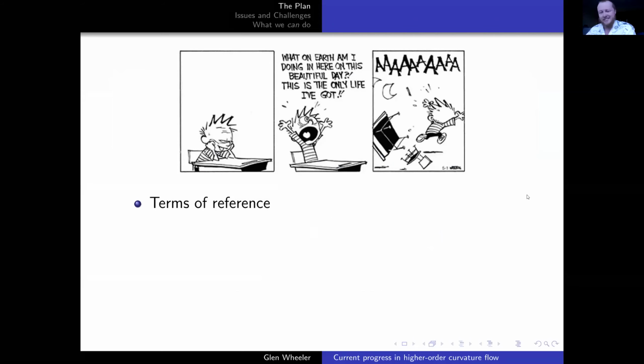I start with this little comic. This is Calvin, if you're unfamiliar with Calvin. He's a little boy sitting at his school desk, thinking about schoolwork, and he says, "What on earth am I doing in here on this beautiful day? This is the only life I've got." And then he runs away.